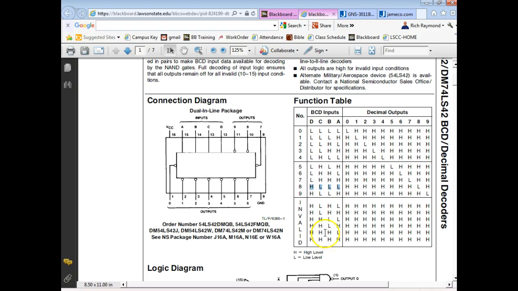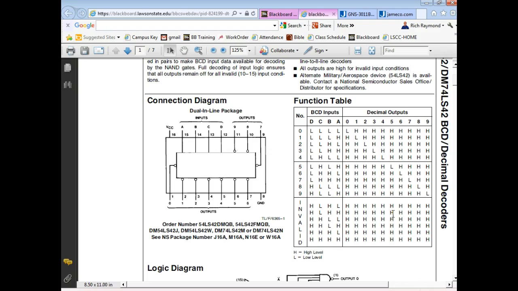Now look what happens when I come over here and put a 10 on there. It says it's invalid, but it's not really invalid. 10 is not an invalid number. It's just that this chip is not designed to decode a 10, or an A. So notice what happens. If it sees a number it can't decode, then all of them go high. It's not going to blow up. Nothing's going to happen.